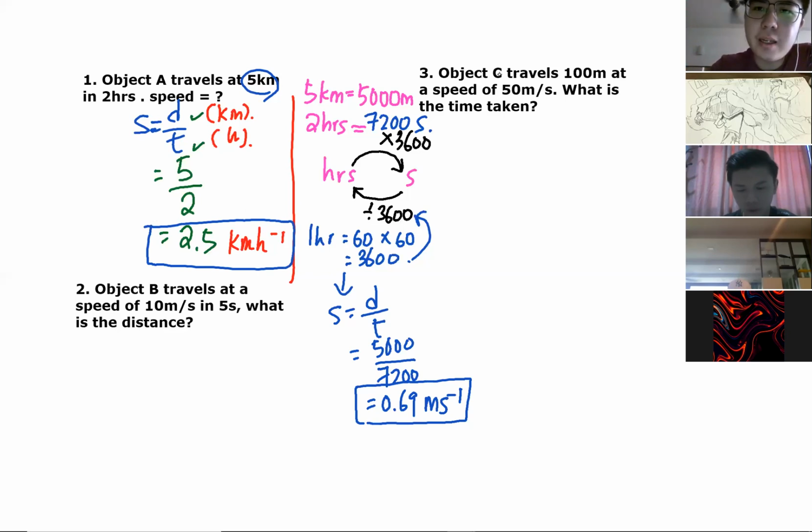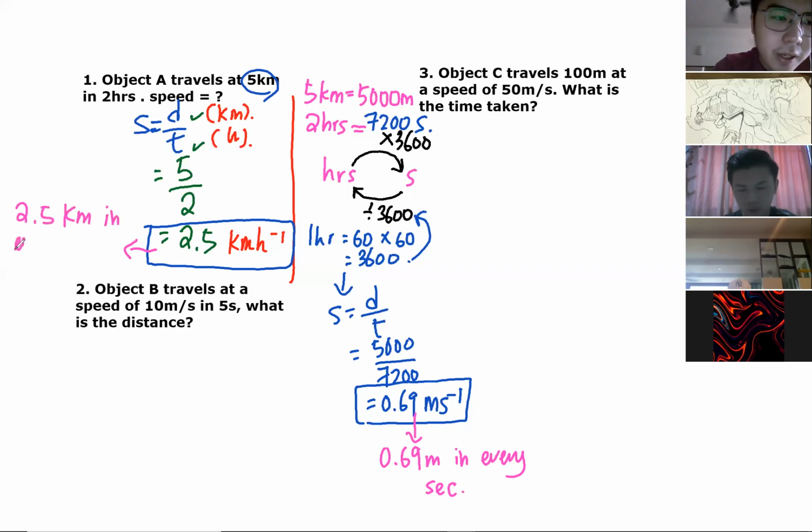So this is showing that object A is moving at 0.69 meter per second. What does it mean? It means it is moving 0.69 meter in every second. And if it is 2.5 kilometer per hour, then it is moving 2.5 km in every hour.